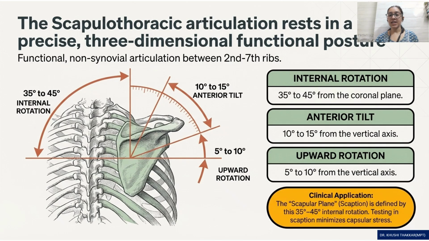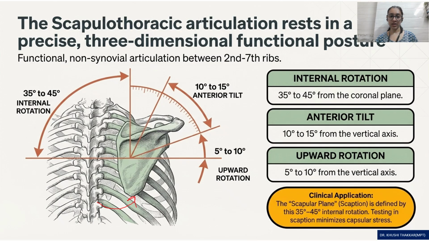The positioning is as follows. It is placed into 35 to 45 degrees internal rotation from the coronal plane, as we see in this diagram. It is rotated internally 10 to 15 degrees from the vertical axis, that is anterior tipping 10 to 15 degrees from the vertical axis, and it is slightly upwardly rotated. As we see, the distance here is less as compared to the distance here, that is it is upwardly rotated 10 to 15 degrees. Okay, this is upward rotation.